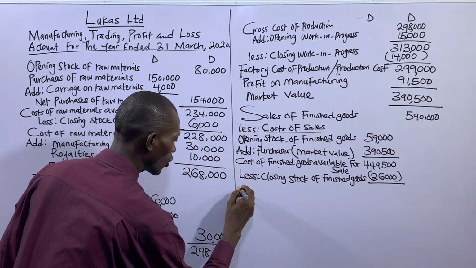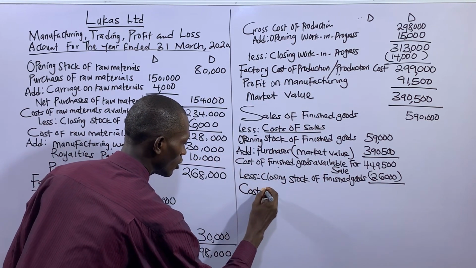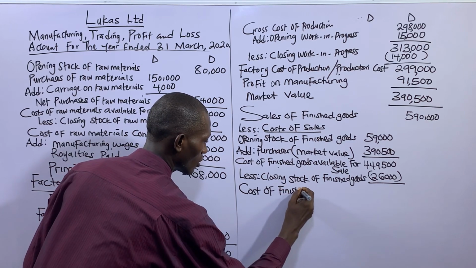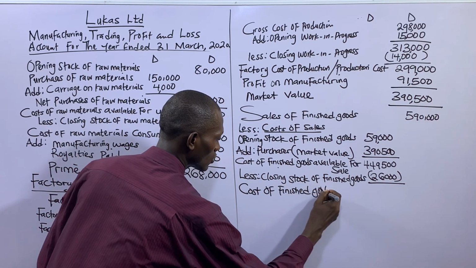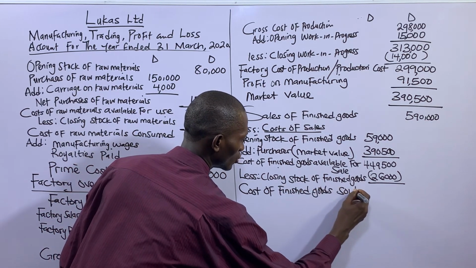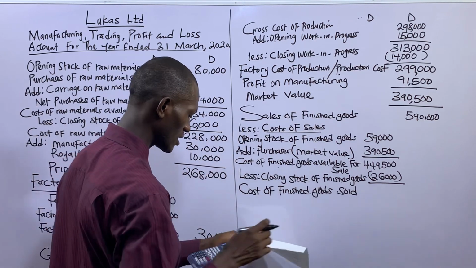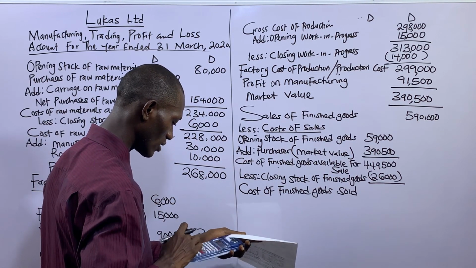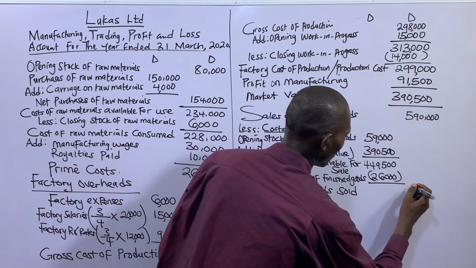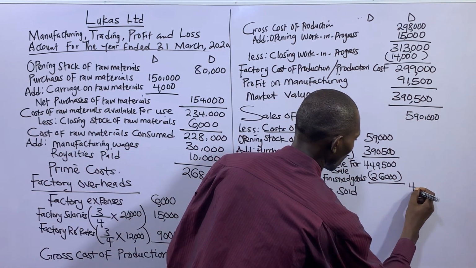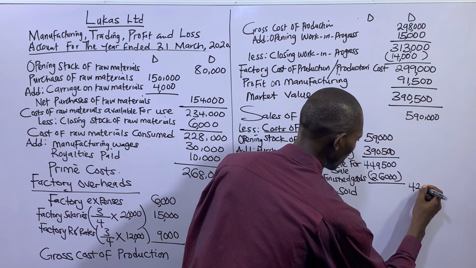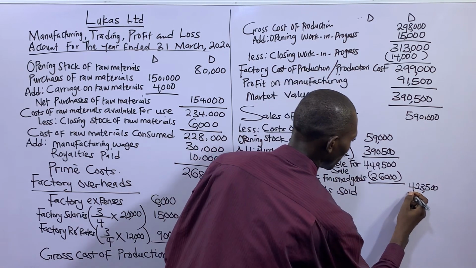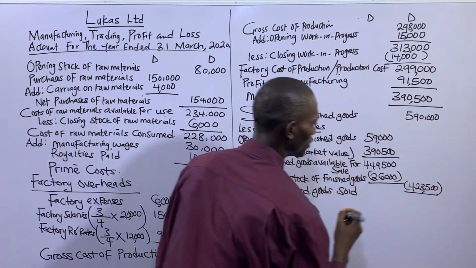So we have costs of finished goods sold. Then that's 449,500 minus 26,000. That gives us 423,500. So 423,500, that's our cost of finished goods sold.